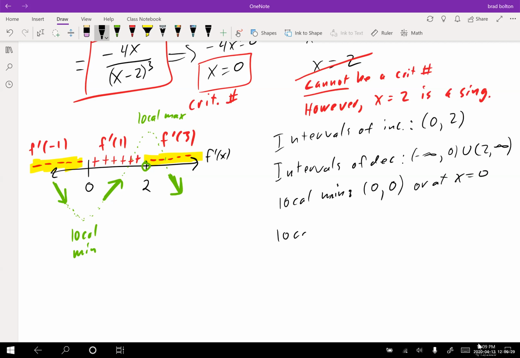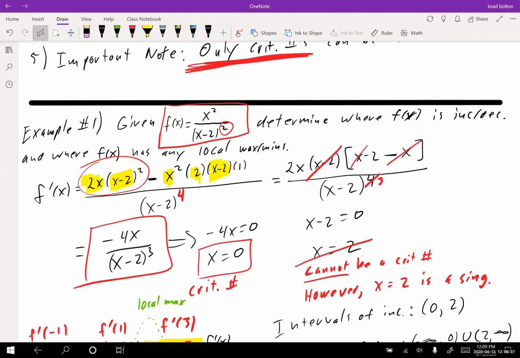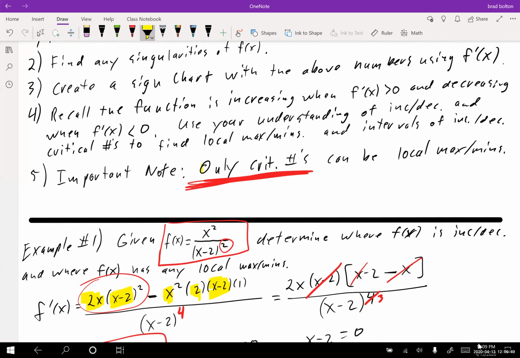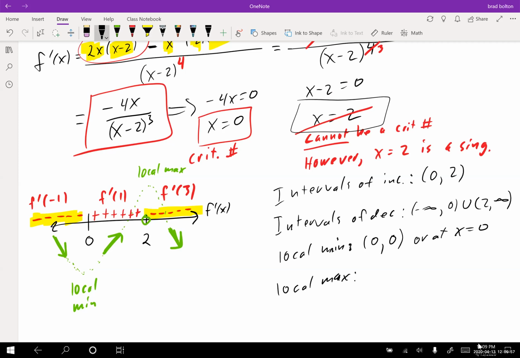Now we're going to find our local max, but we have to be careful here. When I go to plug 2 in, I notice that I get 4 over 0, which is undefined. So that can't be a local max. And what that means is that I forgot one of the important ideas behind this. Only critical numbers can be local mins or maxes. But remember, we discovered that x equals 2 cannot be a critical number, but it can be a singularity. So we still used it to define increasing and decreasing, but it cannot be a local max. So this is not correct, even though we wanted it to be.